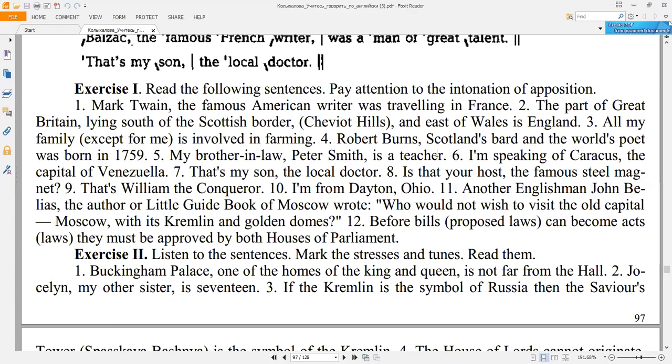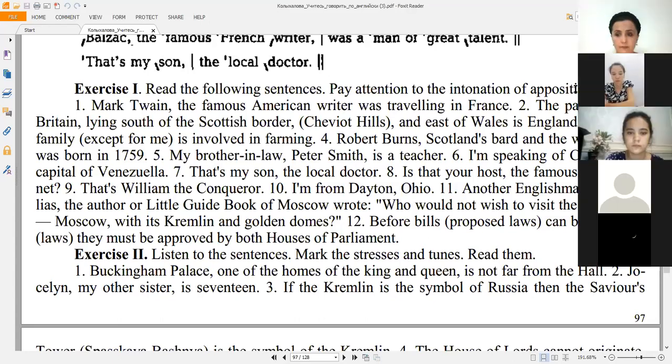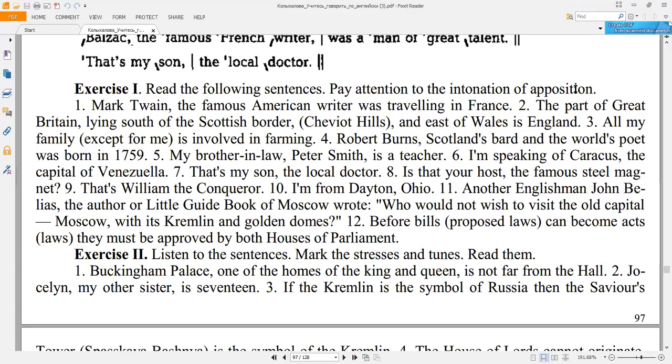Robert Burns, Scotland's bard and a Welsh poet, was born in 1759. Charos, please try to read this example once more. Number 4, okay. Robert Burns, Scotland's bard and the world's poet, was born in... 1758. Okay, 59, thank you.